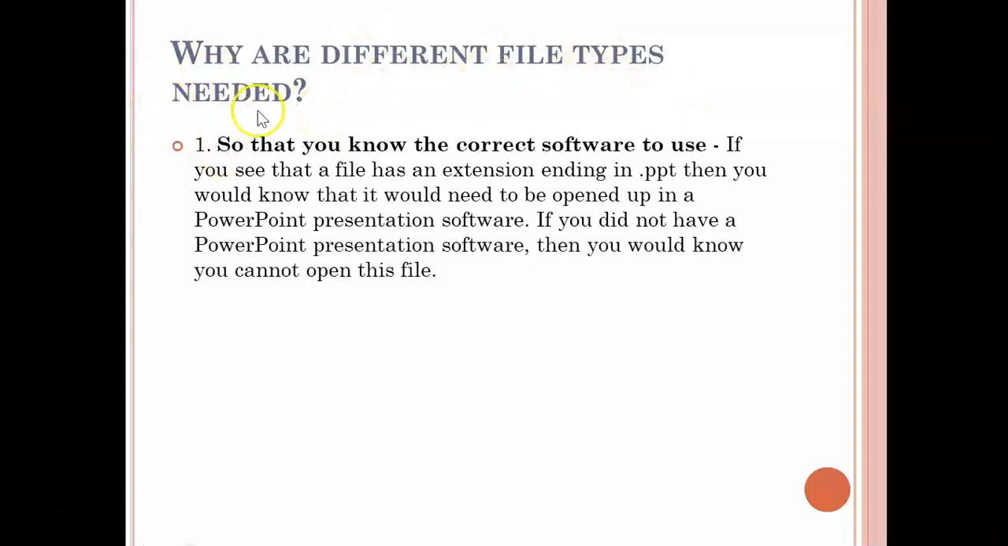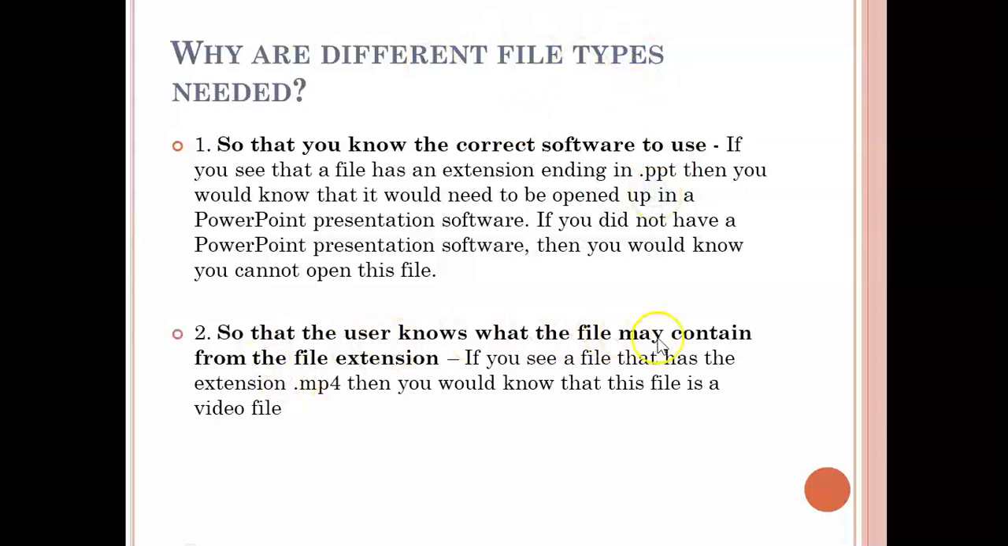You get different file types because it helps you to know the correct software to use. If you know that the file type you're working with ends in .ppt, you know that this is a file that can be opened in PowerPoint presentation software. So you'll know what software to use, and the user knows what the file may contain from the file extension. If you see a file that ends in .mp4, this will tell you that this is a video file.